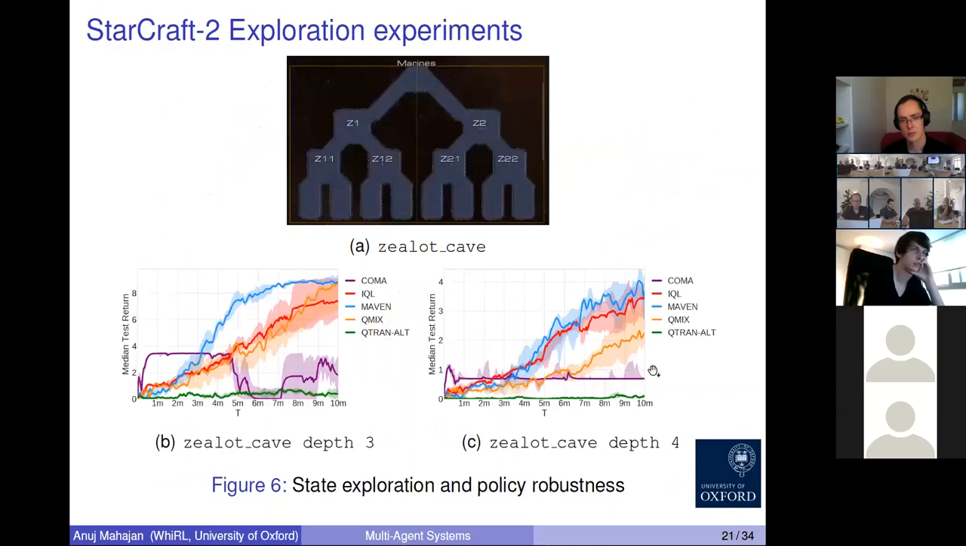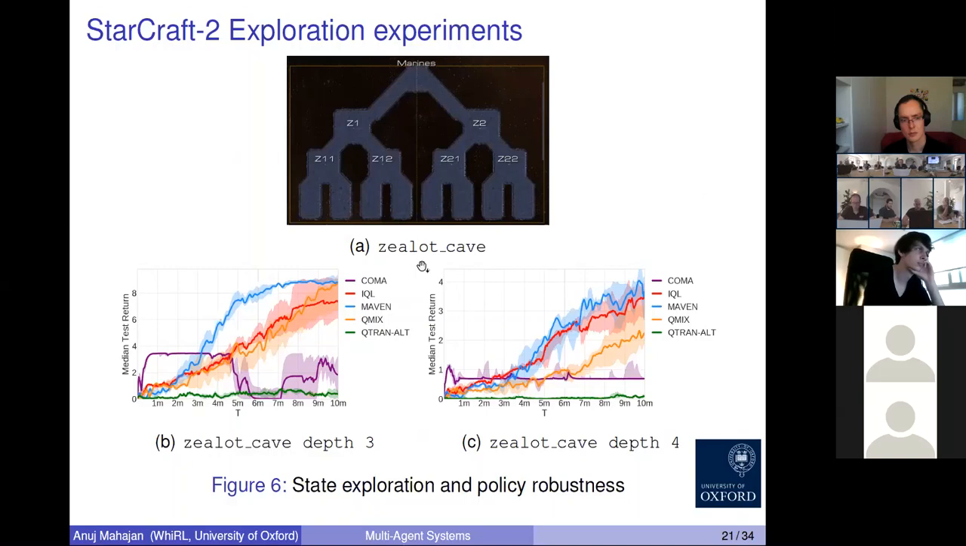We also tested on other new maps in StarCraft, which are explicitly made for exploration. And in this map, which I call Zealot K, we essentially have a tree structure, which increases as you increase the depth of the tree. You have to explore more and more states. And the problem is to find the leaf node, which is always present in a particular branch here. And as you increase the depth, the exploration problem becomes very hard.